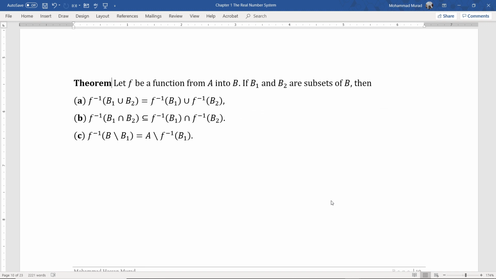If f is a function from a set A into B, and B1 and B2 are subsets of the codomain, then the following statements hold true. Please try to prove these statements following the definition of the inverse image of f.